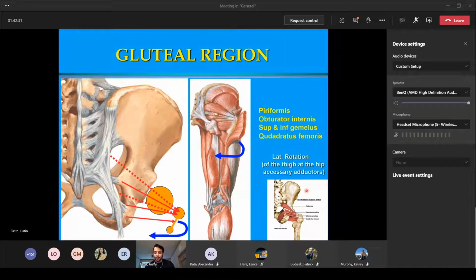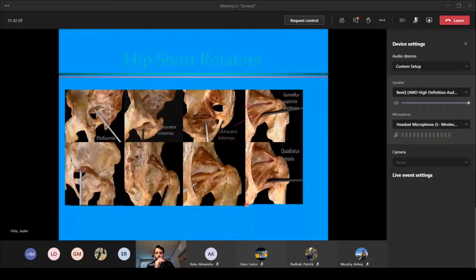We talked about these already. Remember, I put the image right here just to help you remember what these muscles do, and they're going to help with lateral rotation. Okay, so here are the hip rotators, but in regards to cadaveric images. So here's when we put our knowledge to the test, because this is what they actually look like in human bodies.